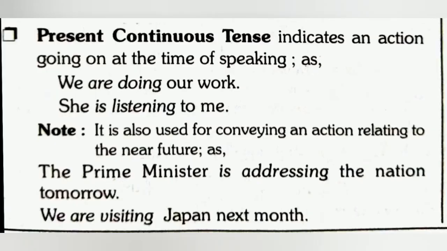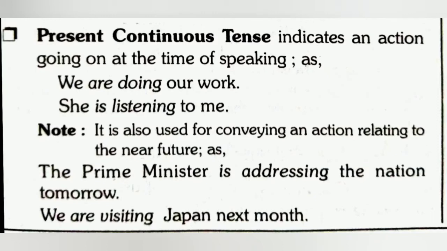Next is present continuous tense, which indicates an action going on at the time of speaking. For example, we are doing our work, she is listening to me. So, an action which is still going on when we speak it.